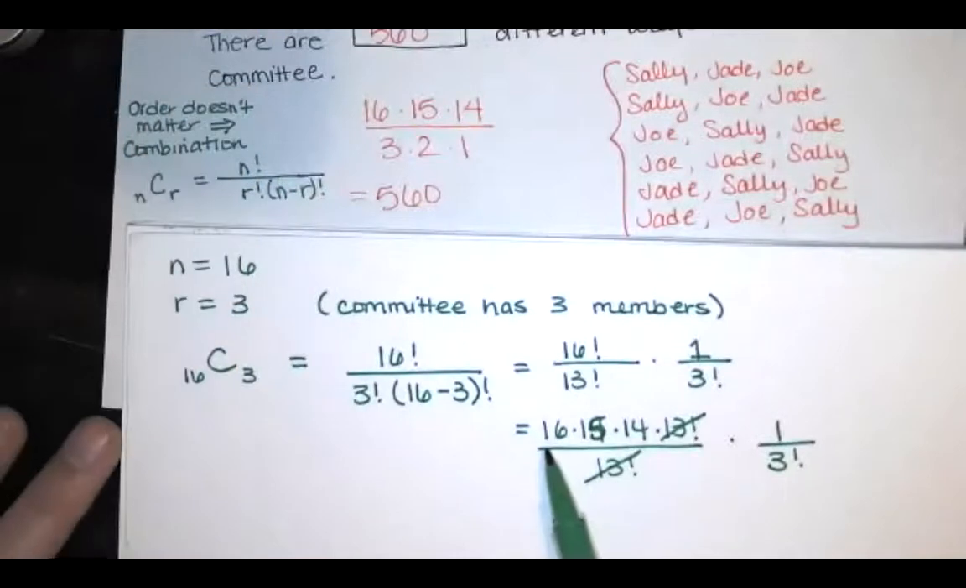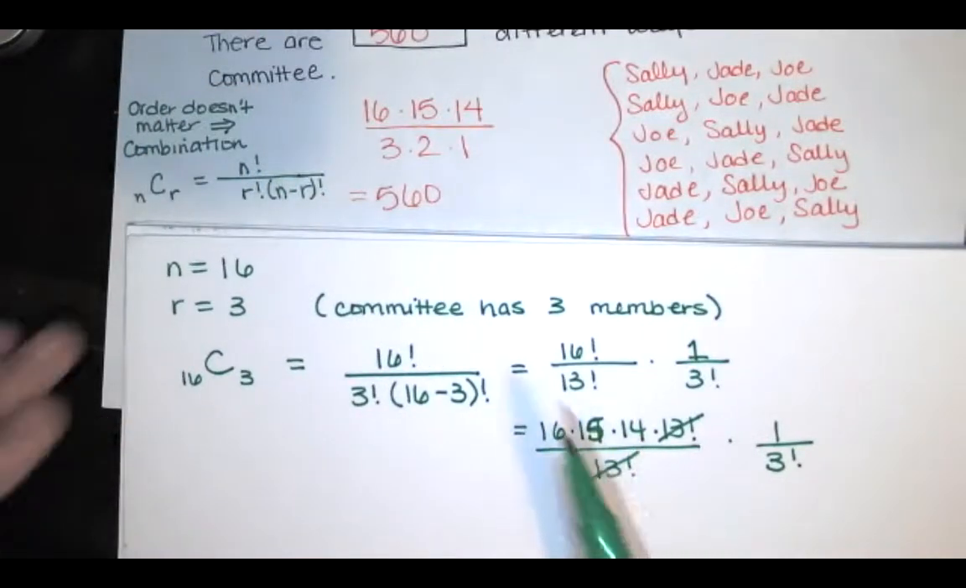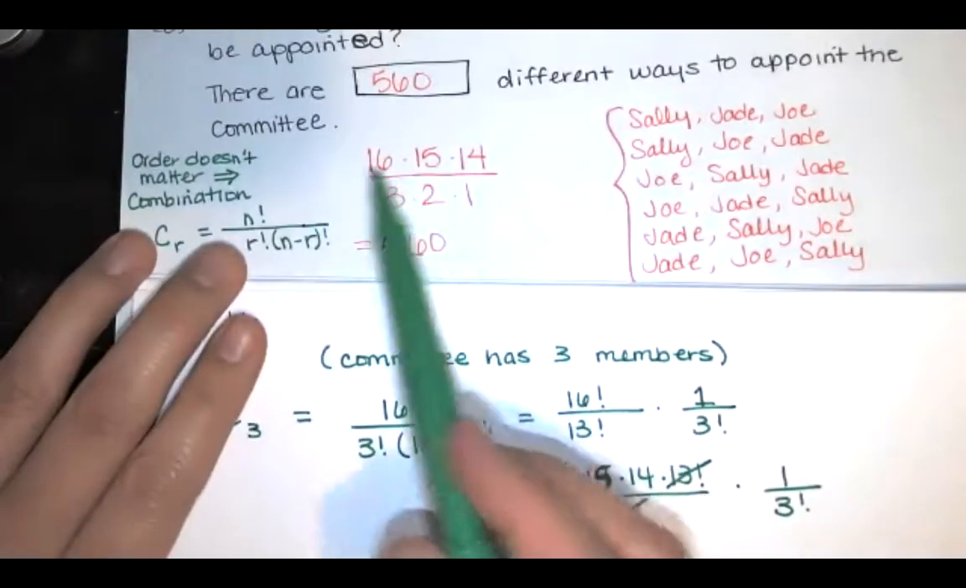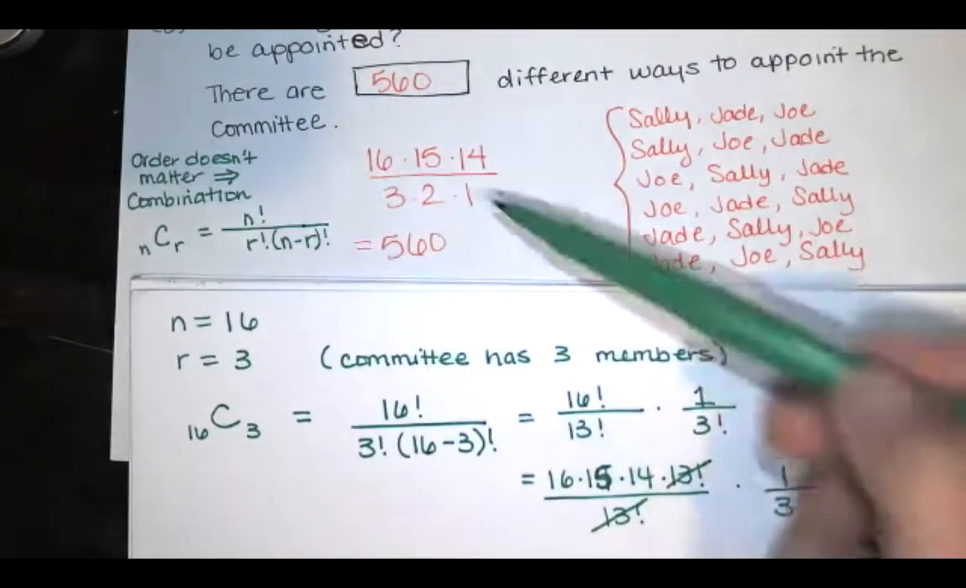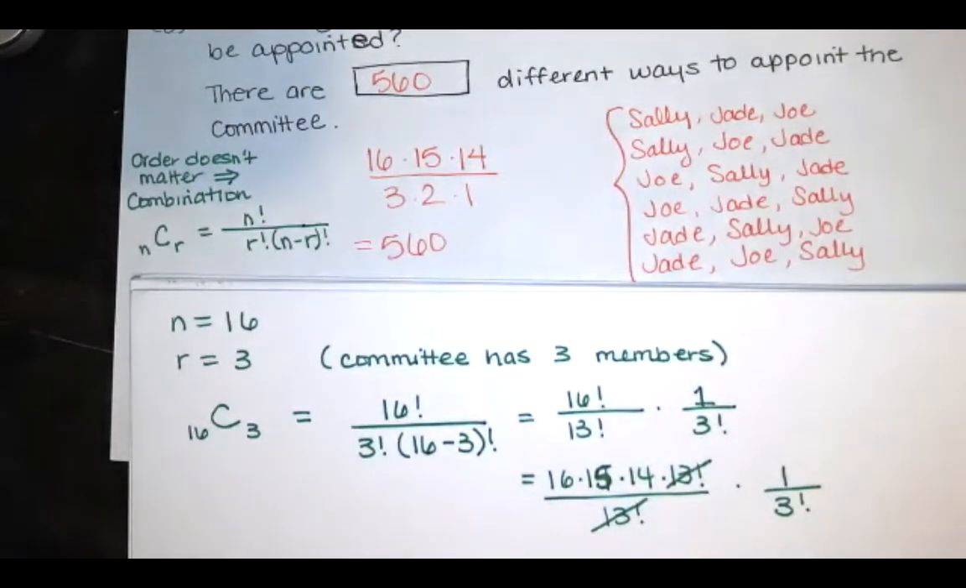And so what I end up with in the numerator is 16 times 15 times 14, which is exactly what I got in this numerator here using the intuitive approach. I said, I've got 16 people to choose from for that first member of my committee, 15 for the second member and 14 for the third member. So if the order mattered, if which seat those people were sitting in mattered, the answer would be 16 times 15 times 14.